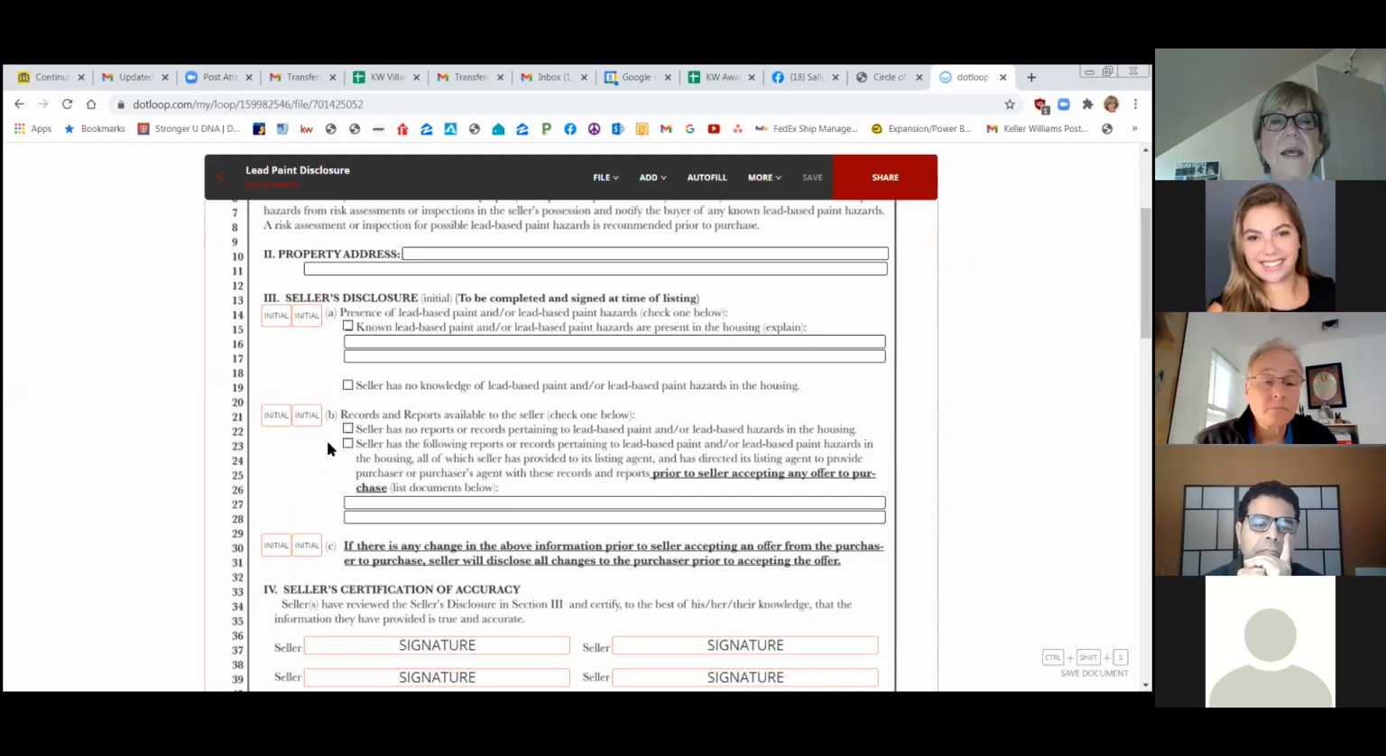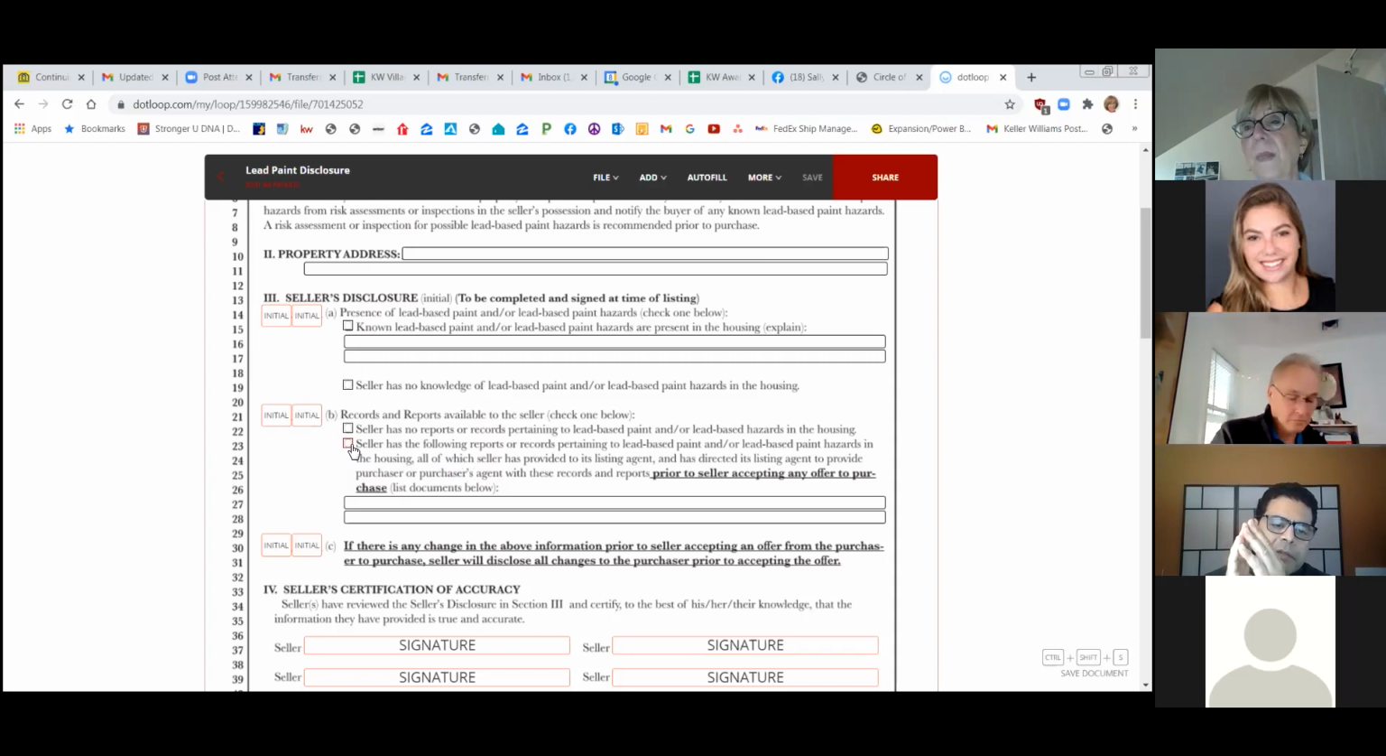And then in A and B, they have to check either that they know there's lead paint in their house or they don't know if there's lead paint in their house. In the next part, it says seller has no reports or records about lead paint, or seller does have the following reports about lead paint, if maybe when they bought the house they had a lead paint assessment done. If they have a report, it has to be disclosed.